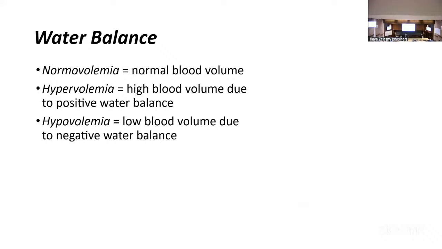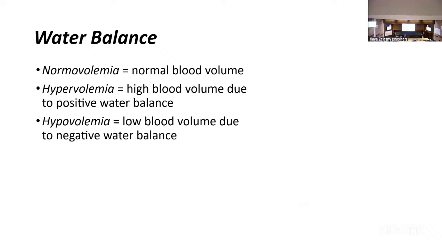So our normal blood volume is going to be referred to as normovolemia. So normo for normal, volemia for that volume of blood. We have states corresponding to that positive balance and negative balance as well. So if you're in positive water balance, you're adding in lots of water, not taking much away, you're going to end up with hypervolemia, so extra volume, volemia.